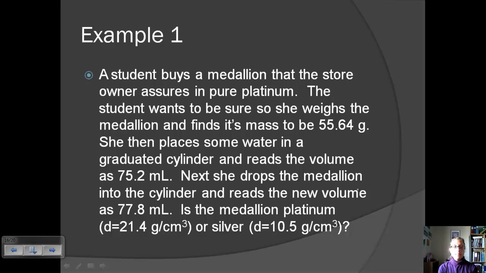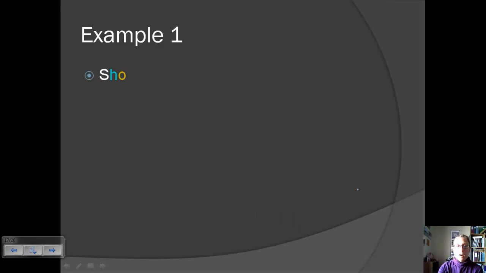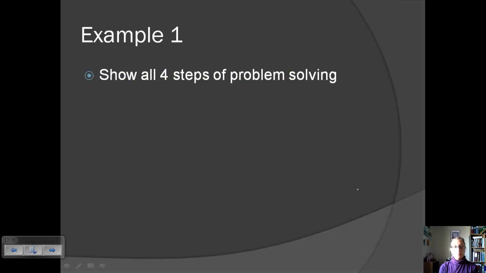Is the medallion platinum, which has a density of 21.4 grams per centimeter cubed, or is it silver, which has a density of 10.5 grams per centimeter cubed? All right, so let's find out if she got ripped off or not. Okay, there are basically 4 steps to problem solving, and I'm going to ask that you do these 4 steps because when problems get more complicated, it's going to be nice to have this system. So the first thing to do is write down all of your knowns and unknowns. And so we know that the mass of the medallion was 55.64 grams.